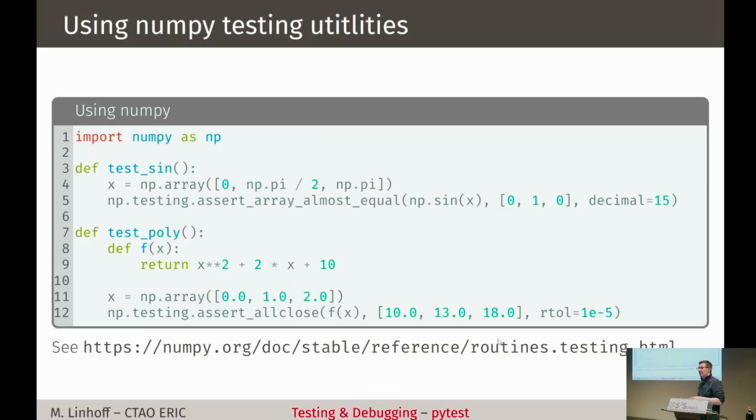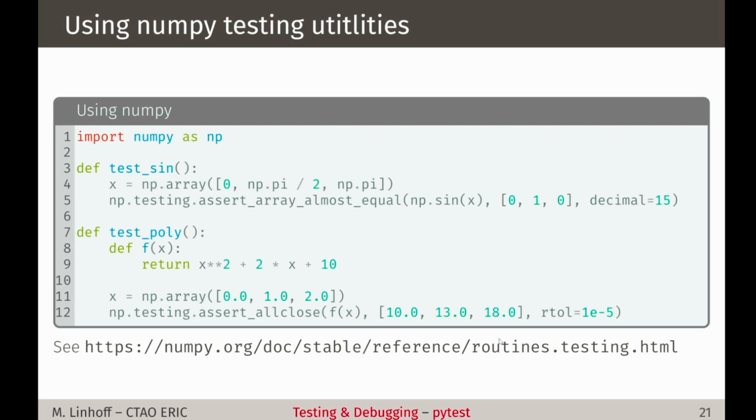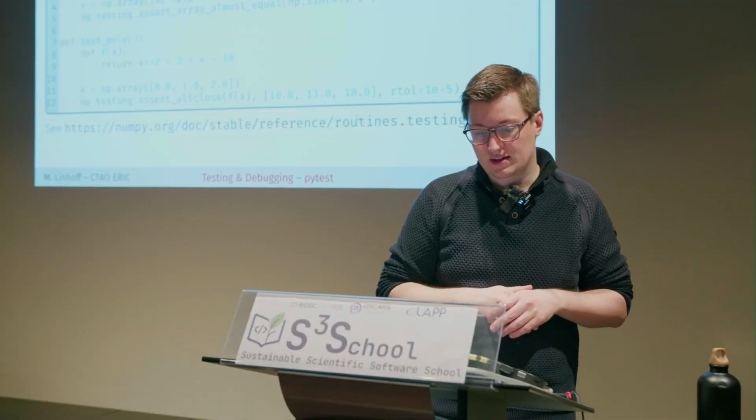Then many of us will be using NumPy to do these computations, so not just on one value, but on arrays of values. And then there are a couple of helper functions in NumPy for this kind of testing. So very similarly to the pytest approximate, you have assert array almost equal. And there you can also say, okay, you do your computation, you define the values that you expect, and you define decimal precision, how many digits have to match for the test to pass for each of the elements.